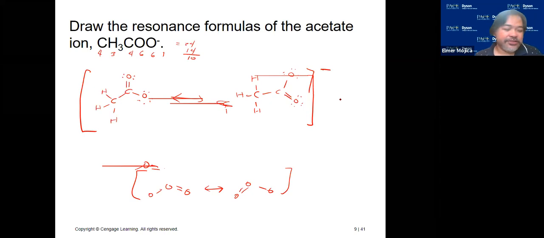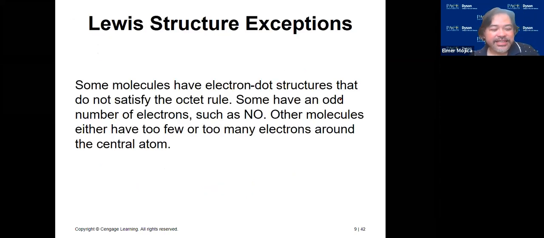The next thing that we are going to go to is the exceptions, although I already explained one of the exceptions to you. Some molecules don't satisfy the octet rule. All you need to remember is that C, N, O, F should always be 8. The rest may or may not satisfy or obey the octet rule.